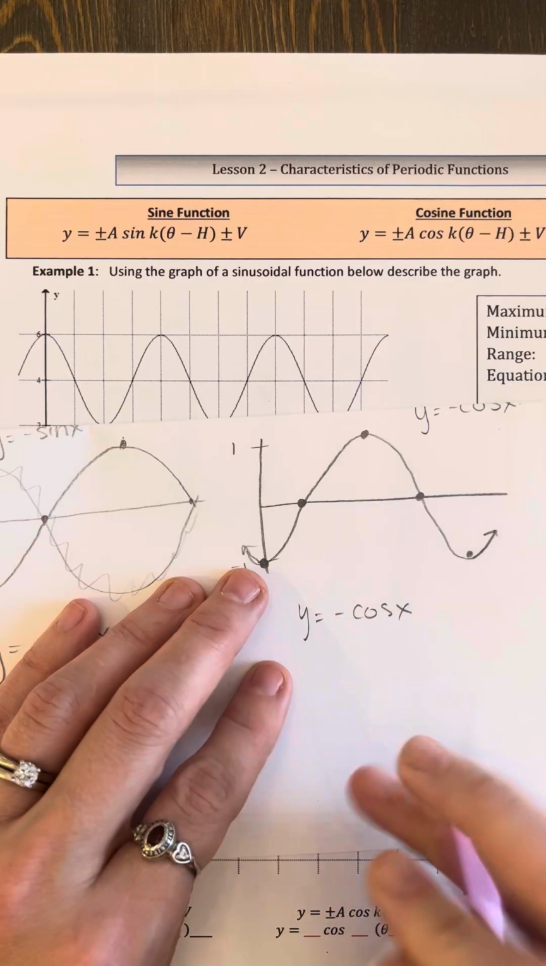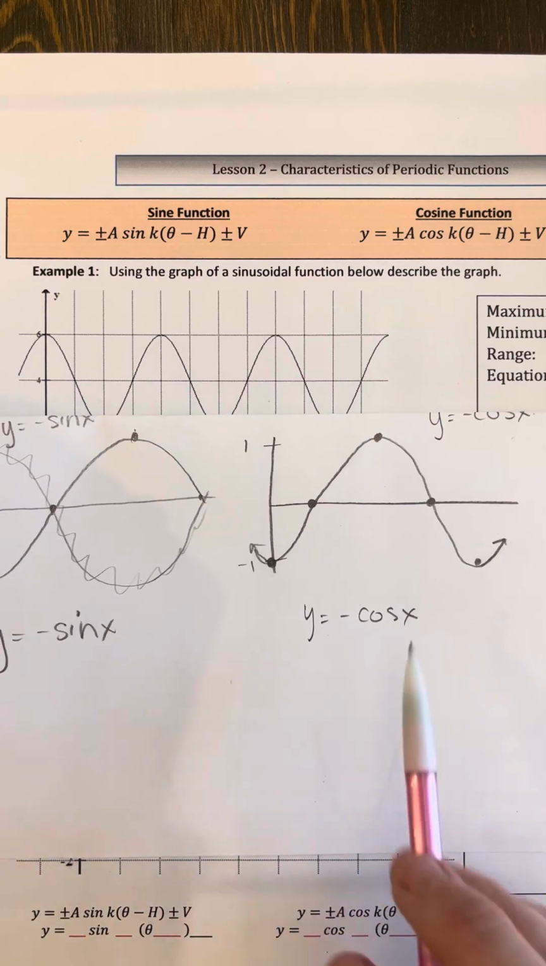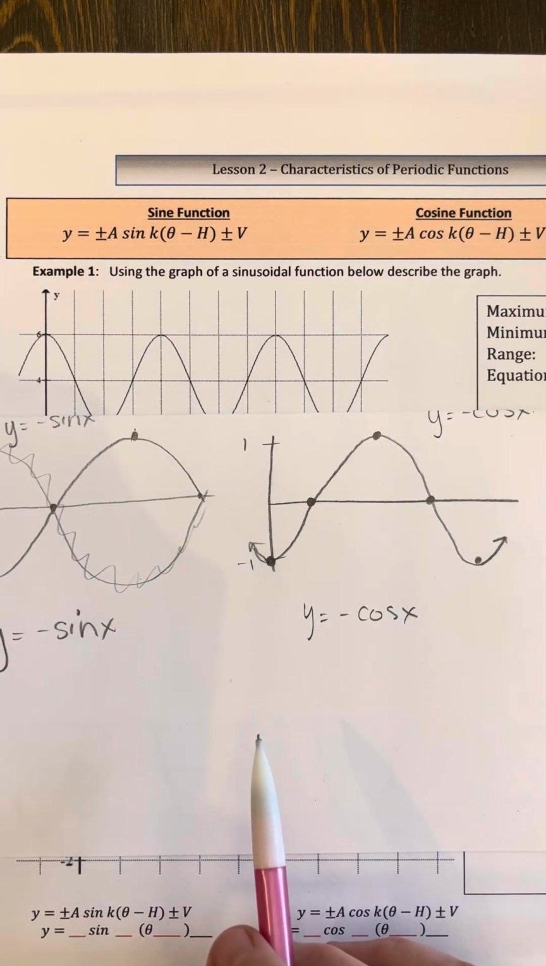All right, so this would be helpful to know because if you have to match graphs, knowing what a negative version of the wave looks like would help you figure out which one to match with what.